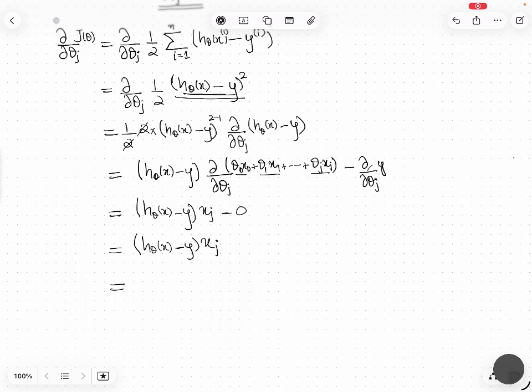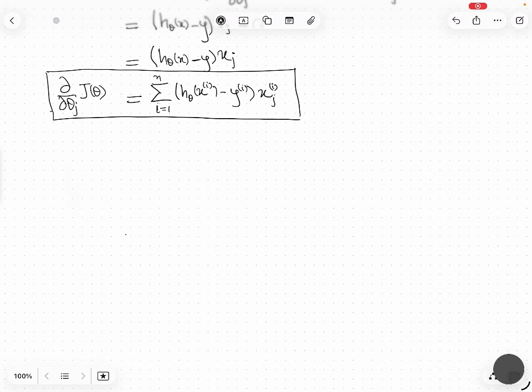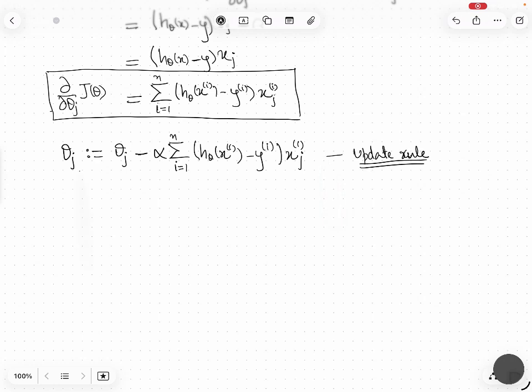Now for n training examples, this will look like summation i goes from 1 to n of h theta of x superscript i, that is the ith training example, minus y superscript i, into xj superscript i. This is the value of the partial derivative of J theta with respect to theta j. Now we can plug this value into our update rule like this. Theta j will be equal to theta j minus alpha times summation i goes from 1 to n of h theta of x superscript i minus y superscript i, times xj superscript i. Now this is the update rule that we use to update all the parameters in a single iteration.